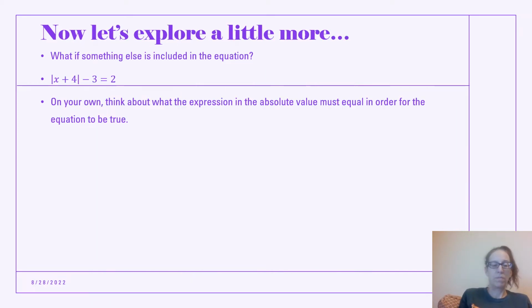All right, so now let's explore a little bit more. What if something else is included in the equation? Now we have the absolute value of x plus 4 minus 3 is equal to 2. So now we don't just have the absolute value is equal to something. Now we have this minus 3. So on your own, think about what the expression in the absolute value must equal in order for the equation to be true. Because remember, when we're solving equations, that's what we're driving for. We're looking for the equation to be true.